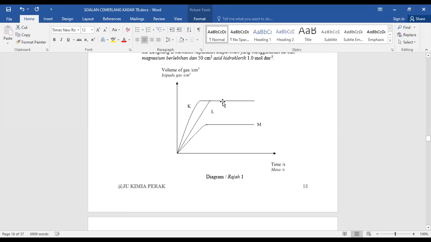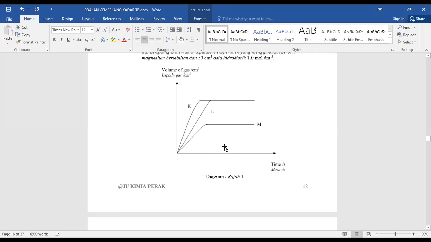If we want it to be the same as this one, we are going to use the same number of mole of hydrochloric acid and it will produce the same number of mole of hydrogen gas. So now, when you want it to be half, your answer should say that the number of mole of hydrochloric acid in M is half compared to the one in L. I repeat, the number of mole of hydrochloric acid in M is half compared to the number of mole of hydrochloric acid in L.